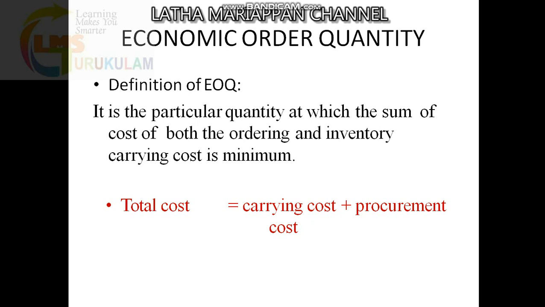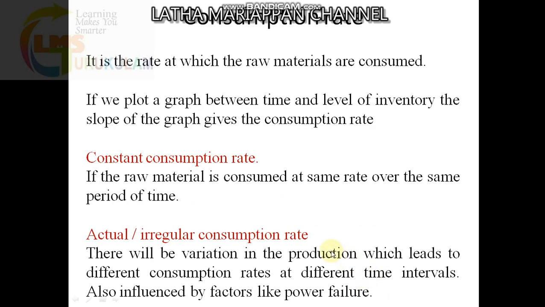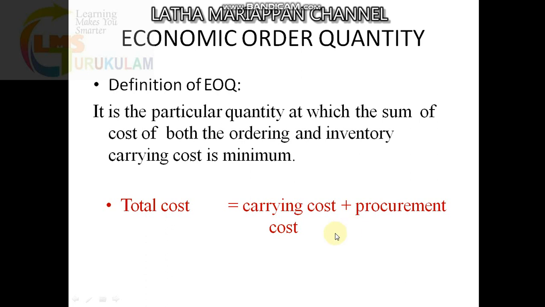Economic order quantity is a particular quantity at which the sum of both the ordering cost and inventory carrying cost is minimized. So it should be economic, it should be minimized. When you are ordering any items, the inventory cost and ordering cost should be minimum. Here total cost is equal to carrying cost plus procurement cost. Together it is called total cost.